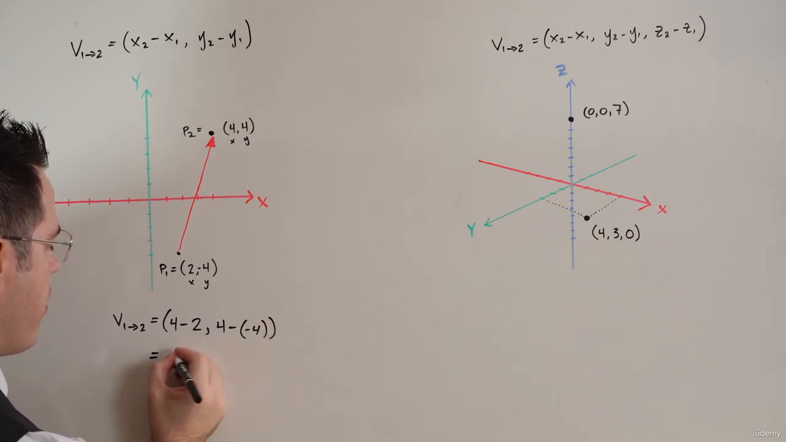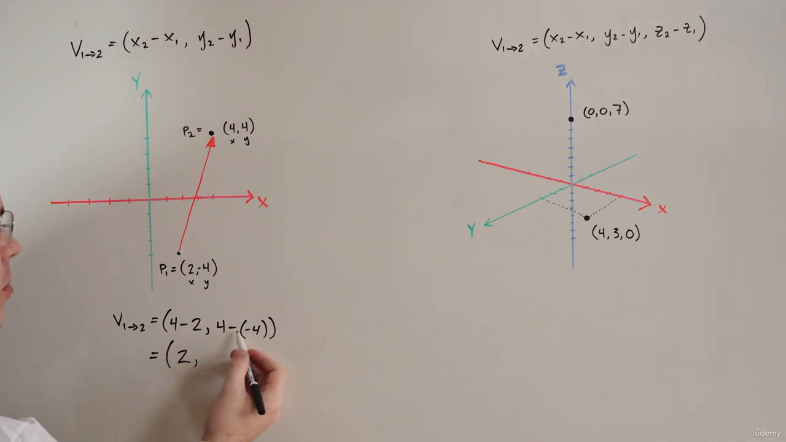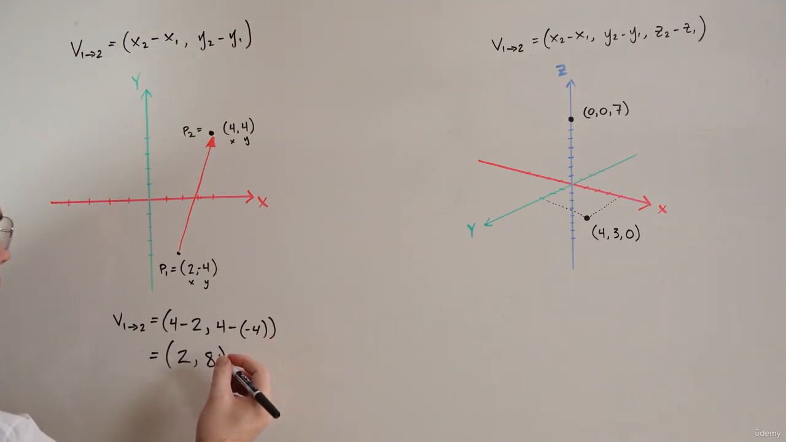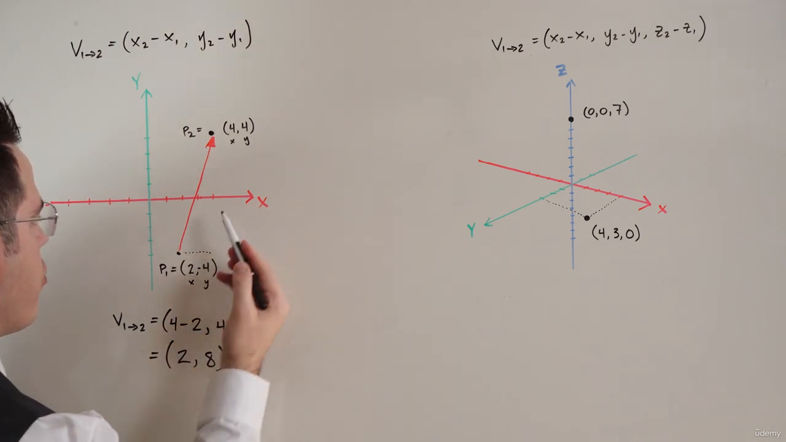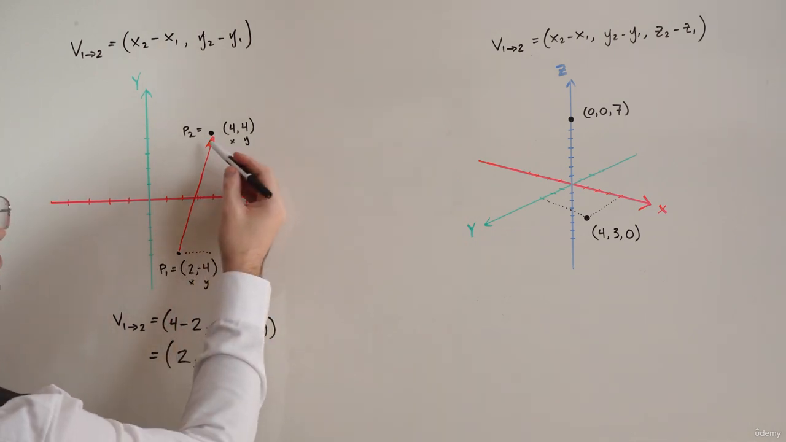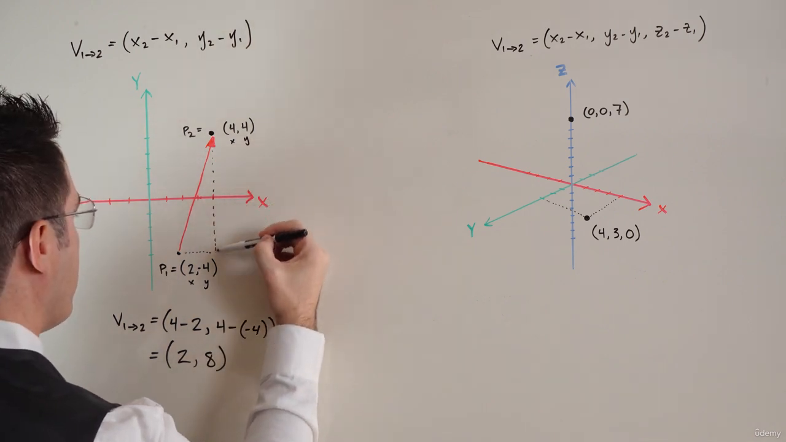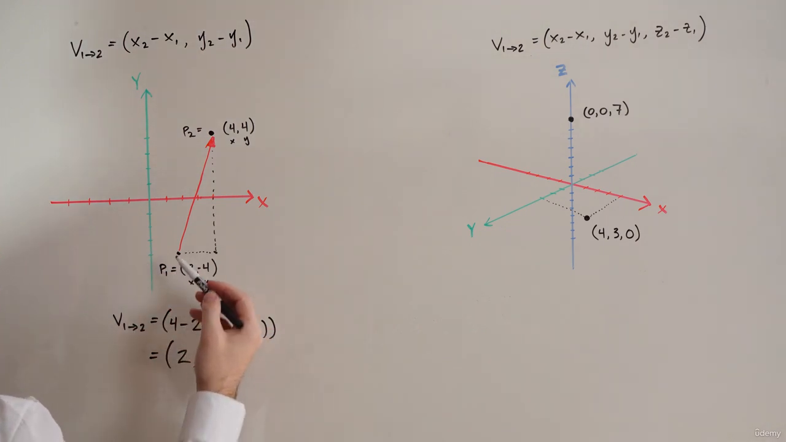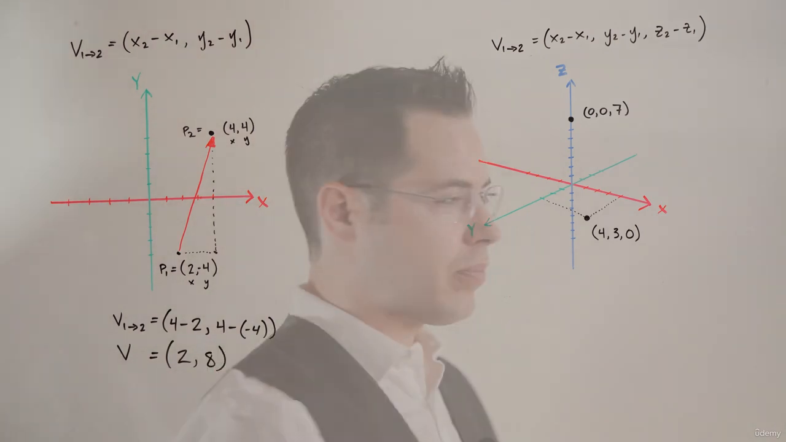So simplifying the math, this comes out to 4 minus 2, which is 2, and 4 minus -4, which is +8. So it requires 2 units in the x direction to travel from the tail to the head, and 8 units in the y direction to travel from the tail to the head. So this vector from point 1 to 2 is 2, 8.